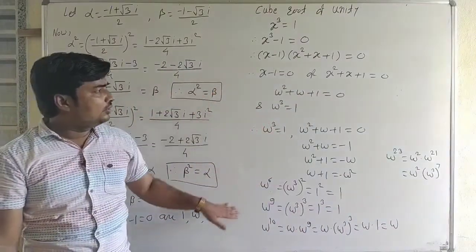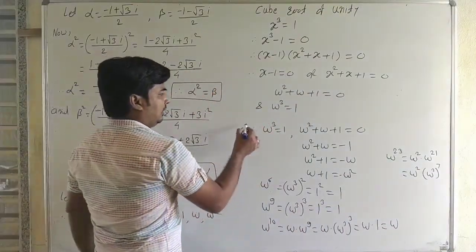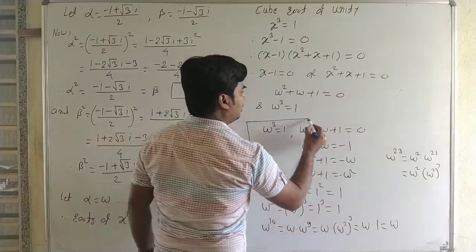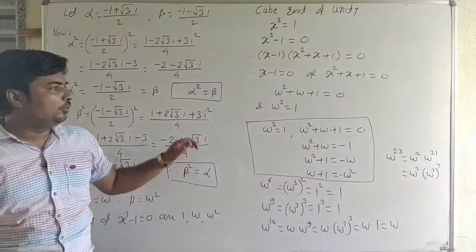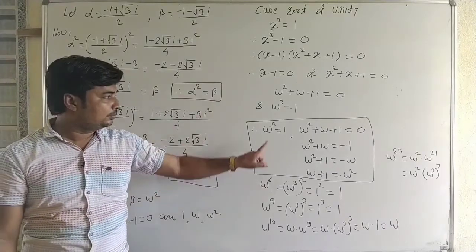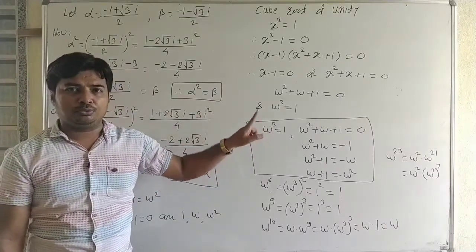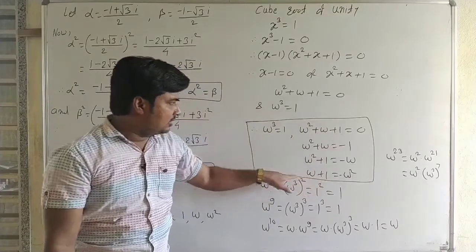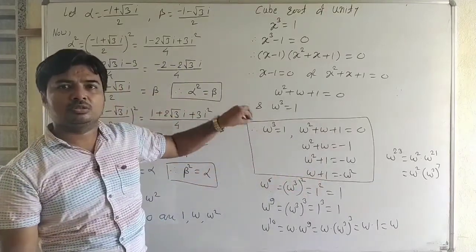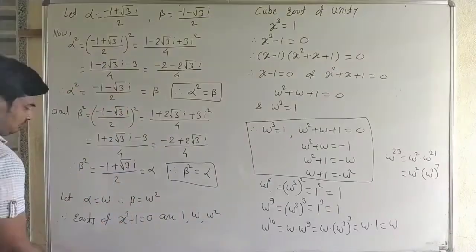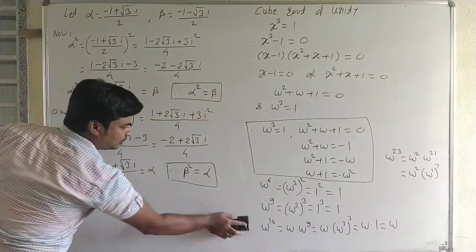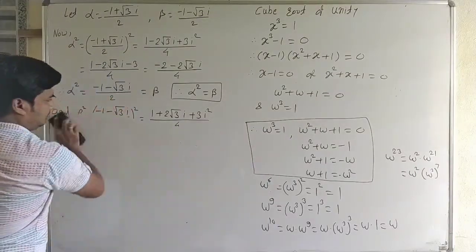Here we see in the examples these very important results. Omega is a cube root of unity. Then this result is an important result to solve the problems: omega cube is equal to 1. Now we see the examples on this.